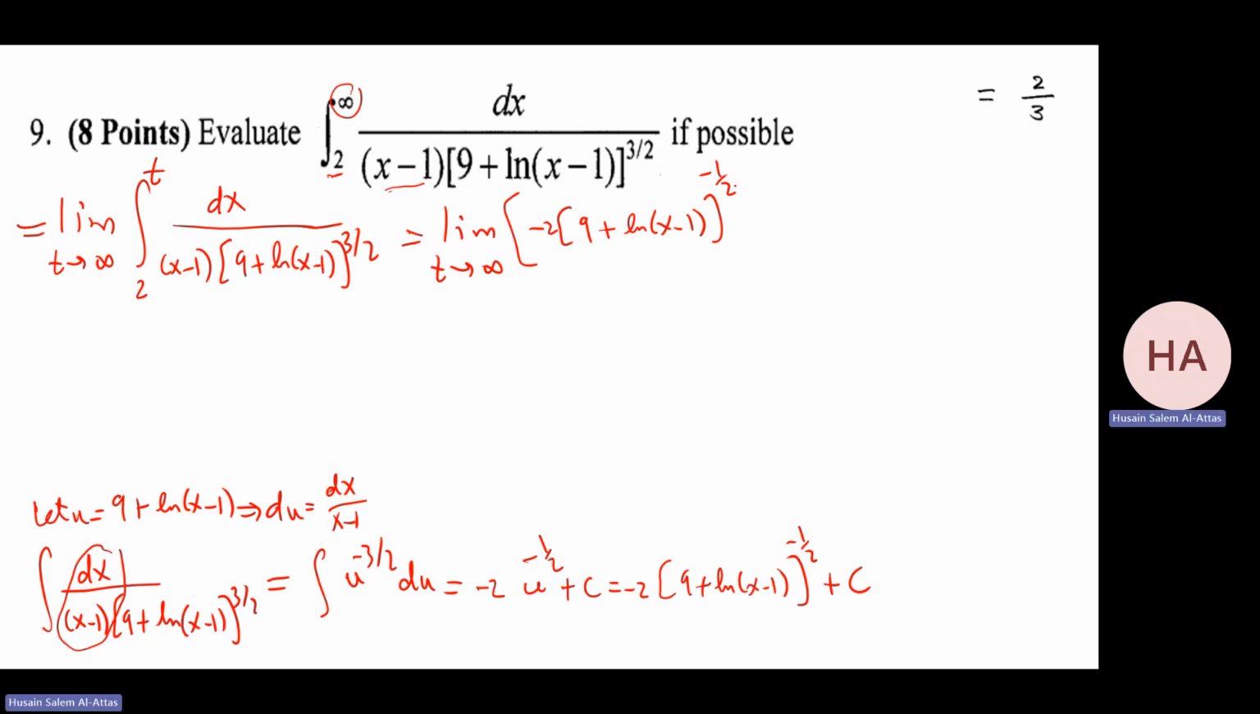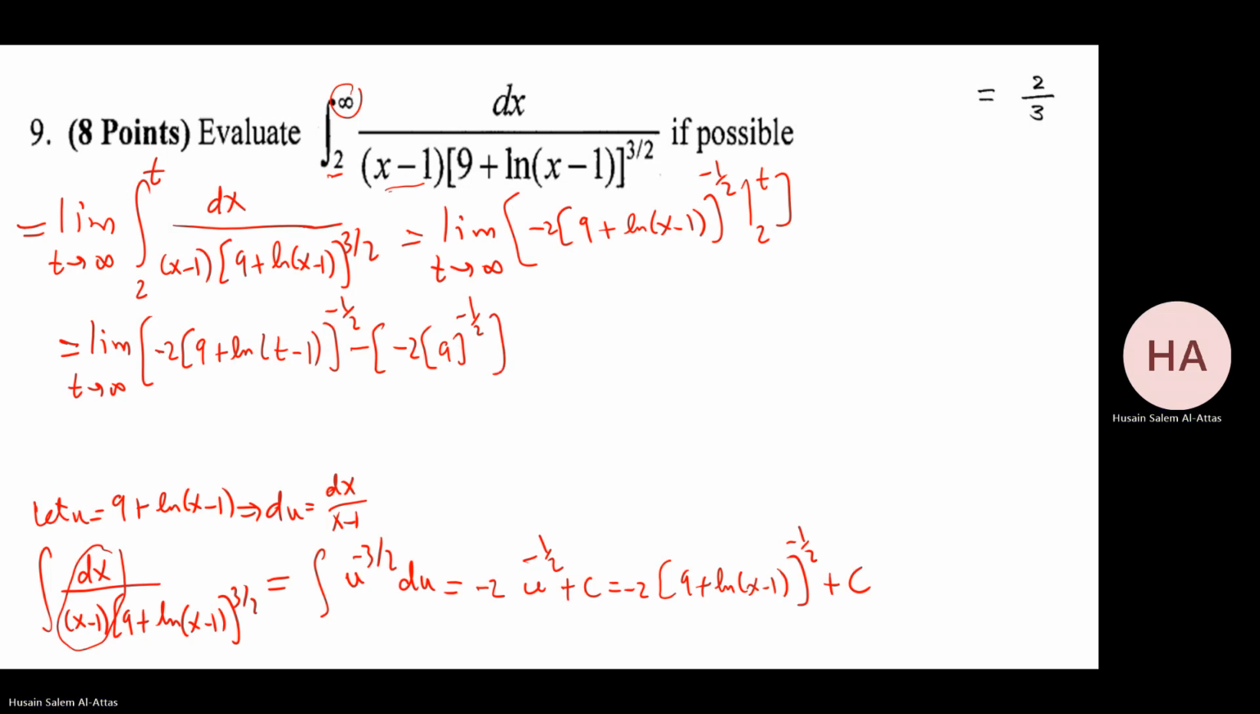Okay, from where to where? From 2 to t. That will be limit t goes to infinity, minus 2, 9 plus ln t minus 1 to the power minus half, minus minus 2. 2 minus 1 is 1, then ln 1 is 0. Minus 2, 9 to the power minus 1/2. Okay, I need to close all brackets.